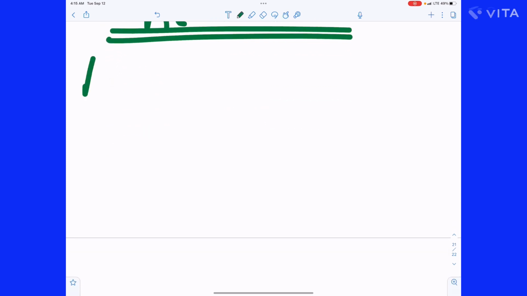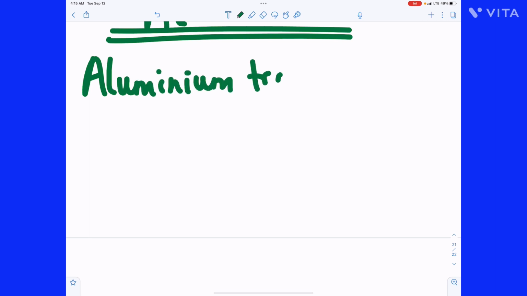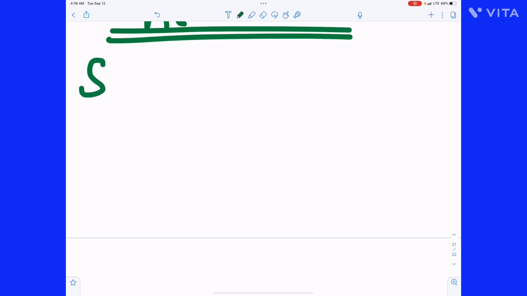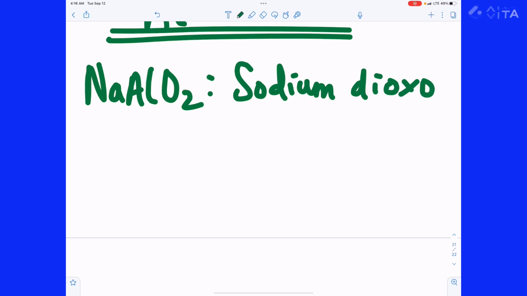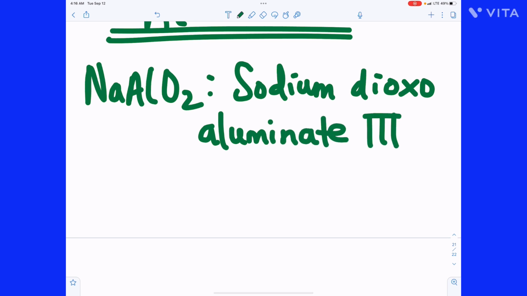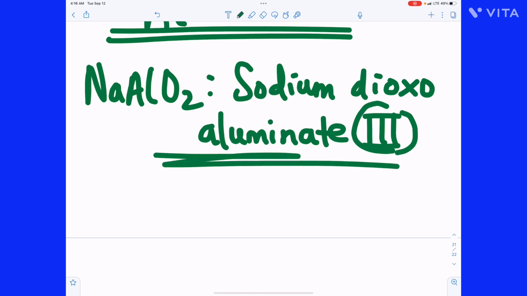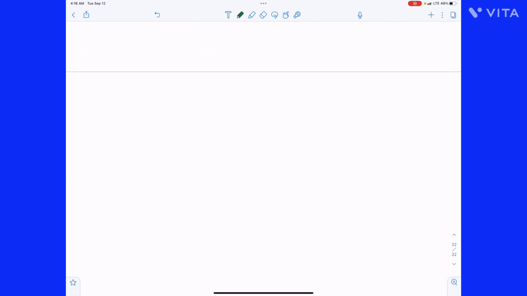What does that give us? We call the compound, let me write it so I can remember, NaAlO2. We call the compound sodium dioxoaluminate 3. I think that's the oxidation number of aluminum.